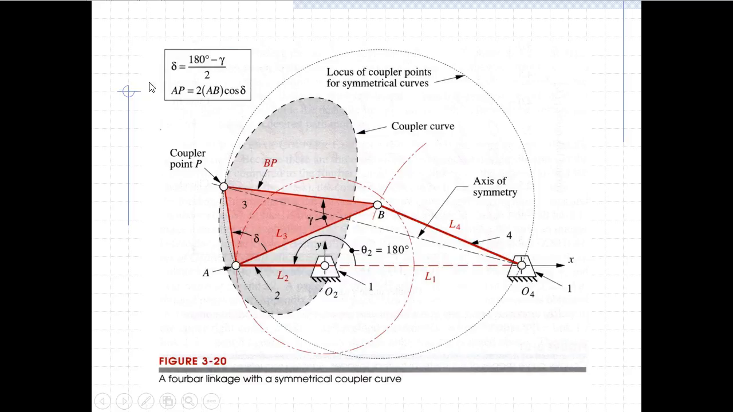Here, up at the top, we show a couple of extra equations. We show an equation where we have a value delta, which is equal to 180 minus gamma over 2. This is just a figure that helps us find particular curves in the back of your text. And we also have AP, the distance from A to the coupler point, equal to 2 times the distance AB, which is equal to L3, or the coupler length, times the cosine of that angle delta.